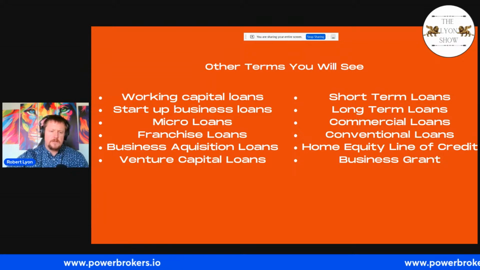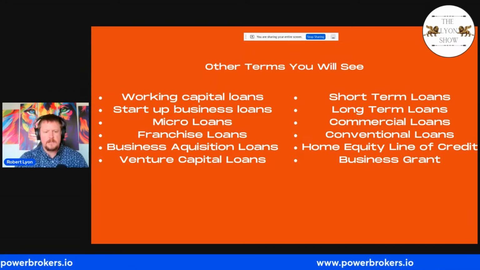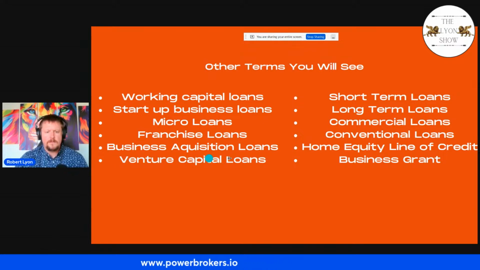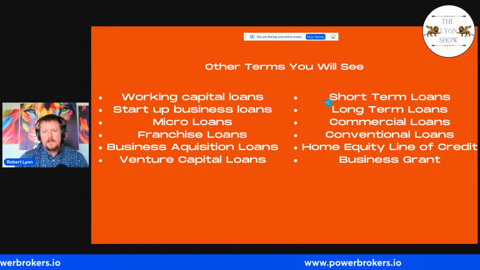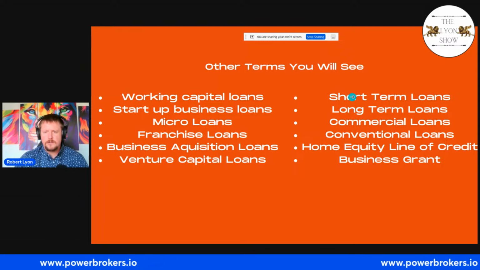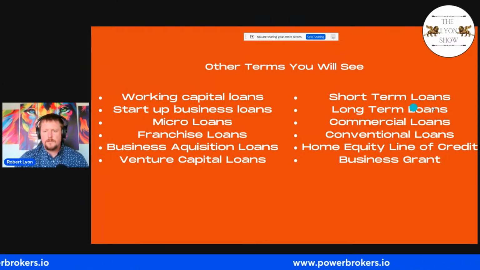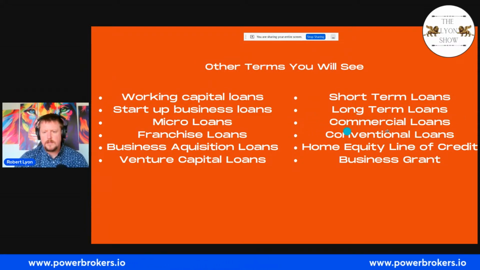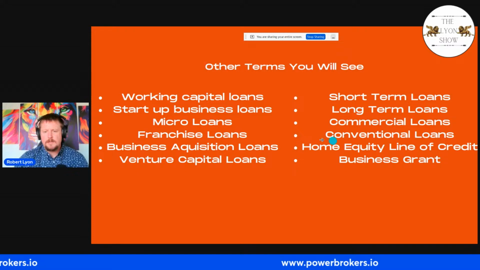Venture capital loans. So this is if you have investors that are interested in partnering with you, they'll give you a loan. Or if you have enough investors that are already backing your product, you can get a loan based on that. Short-term loans. These are obviously typically 30, 60, 90 days. Sometimes you can get like a 6-month loan and it's considered a short-term loan. Long-term loans, these are for 7 years for houses and things like that. Commercial loans. So this is for large commercial properties. Conventional loans. Same thing as just a regular loan, home equity line of credit, and a business grant.